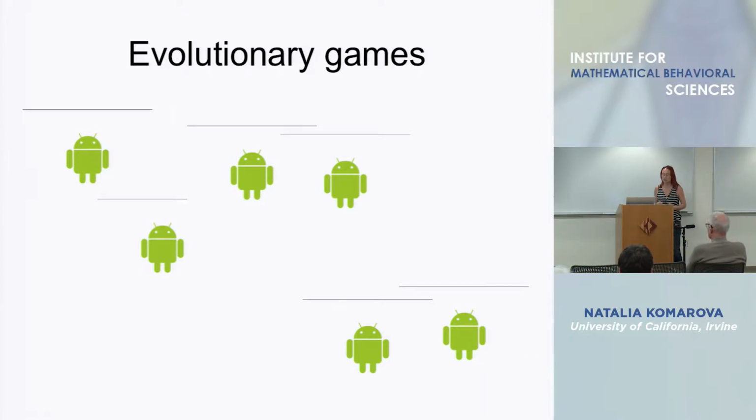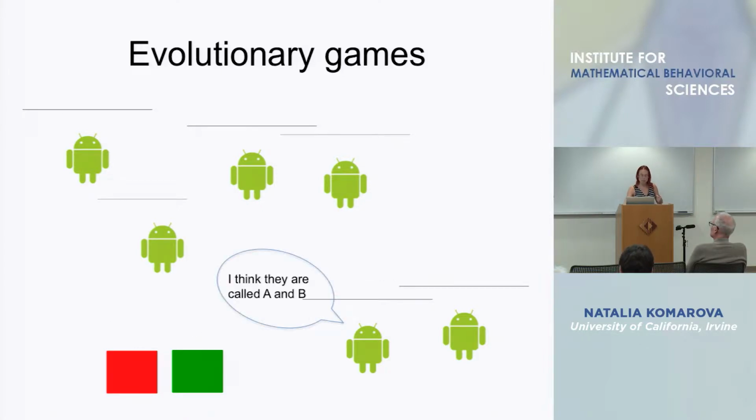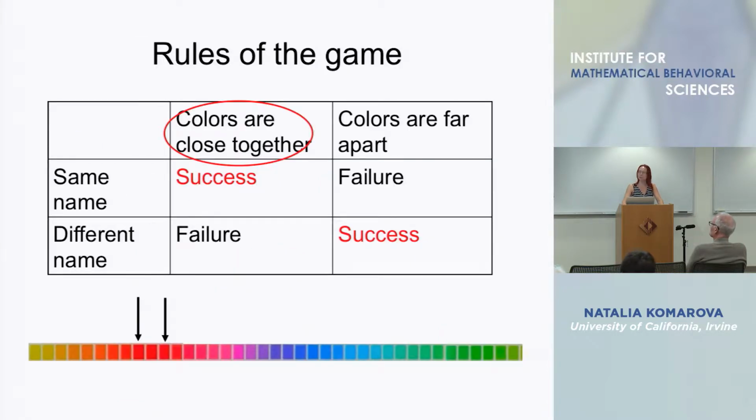initialized to be random. So we pick a pair, we give them 2 stimuli, so that's your discrimination game. And we ask them, what do you think this is called? So this guy is going to use his table, toss a coin, and he says, I think they're called A and B. And this guy says, I think they're both called C. So the question is, who wins? How do we decide who wins in this game? And this is how it's decided. This is the concept of this model.